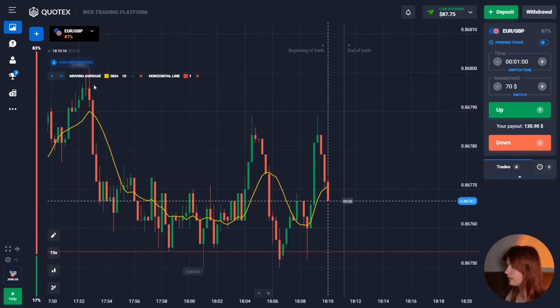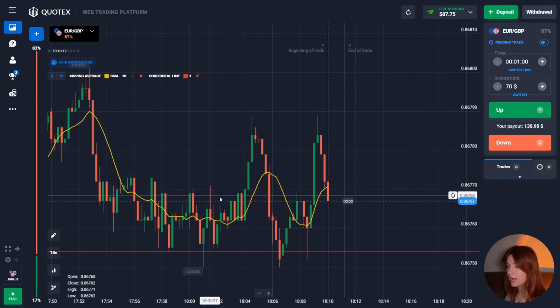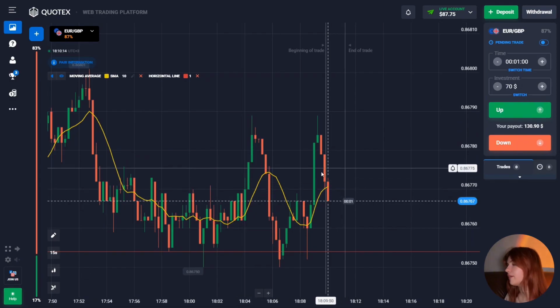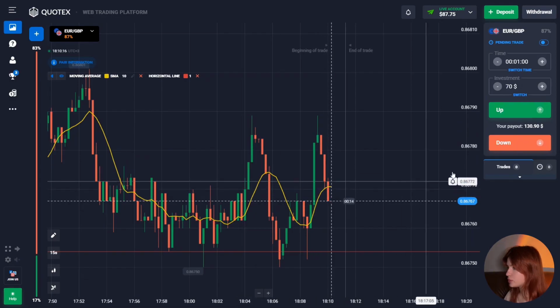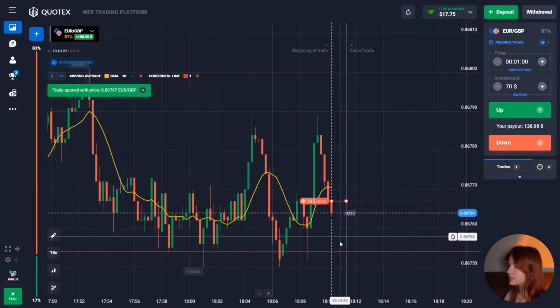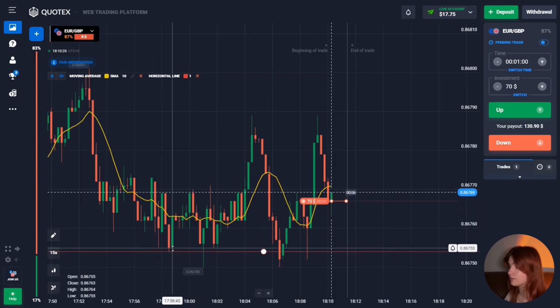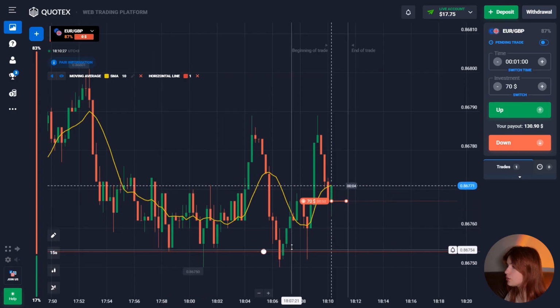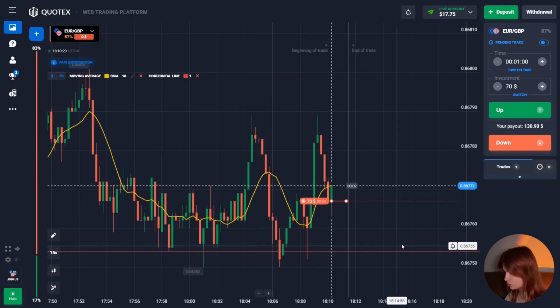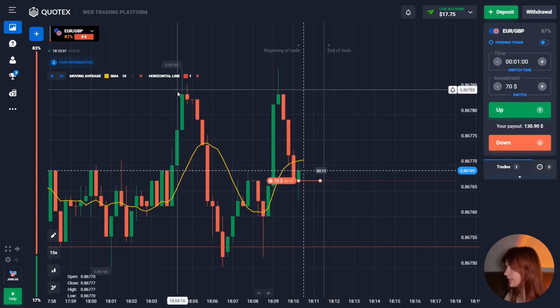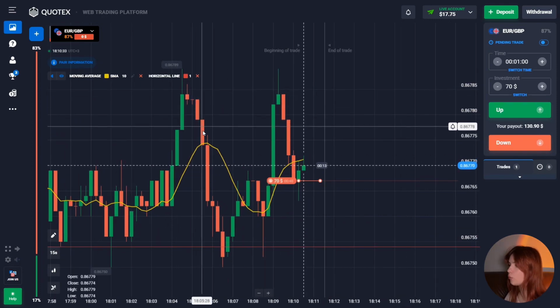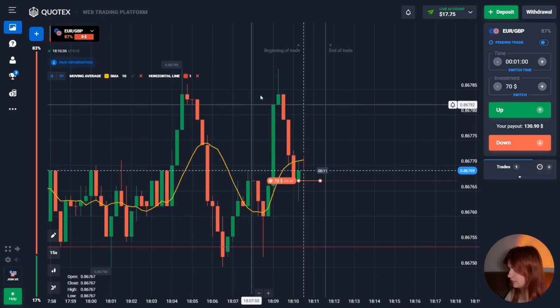Okay guys, we have a downward movement here and the price crosses the moving average from top to bottom, so we will open a deal to go down, since there is still enough space to the support level and the price has already touched this level several times. Also, as you can see in this zone, the price made a reversal and began to move down, and now we also saw a reaction here.